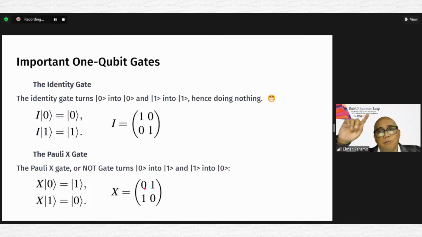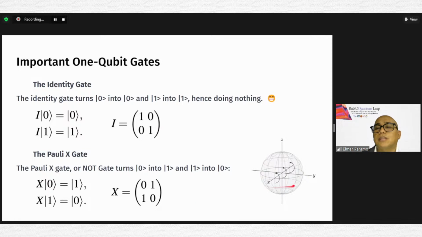Basically, on the Bloch sphere, if you're at 0 and you transform it using the Pauli X gate, it's just going to do a rotation of your axis. And if you do another one, if you multiply it with X again, it will go back to its original point. So basically, X squared is equal to I. You can try that. You can multiply X times X, and you will see that it's equal to I.